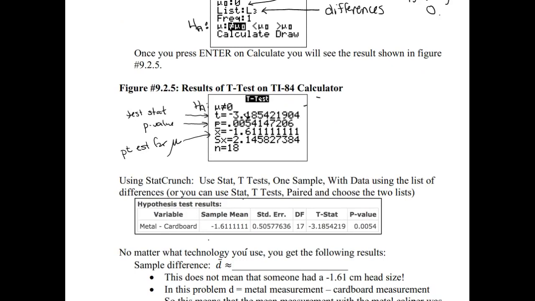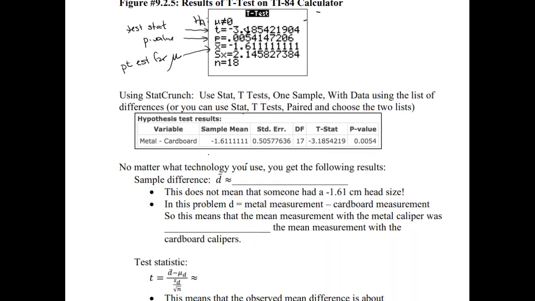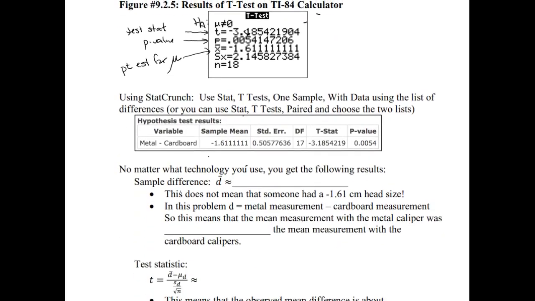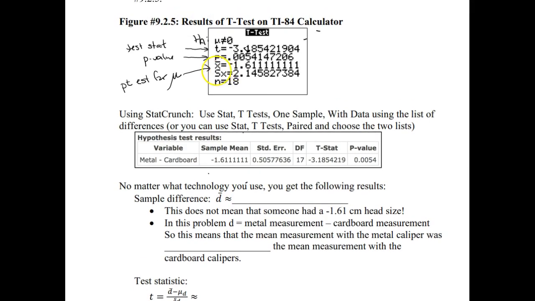All right, and we can also use StatCrunch to get those same values. So no matter what technology you use, you get the following results. Even though this says X bar, it's really D bar, and that is about negative 1.61 centimeters. And we see that on the output display here as well. So this is the value of D bar. Okay, so now negative 1.61 centimeters.